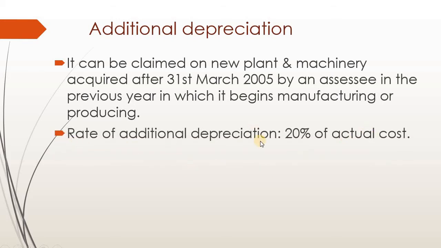The rate of additional depreciation on such plant and machinery is 20%. It is given by the Income Tax Act itself. That is 20% on the actual cost of the plant and machinery which is bought. But if the plant and machinery which is newly bought is used for less than 180 days, then we have to take only 50% of this depreciation. That means only 10% has to be taken.